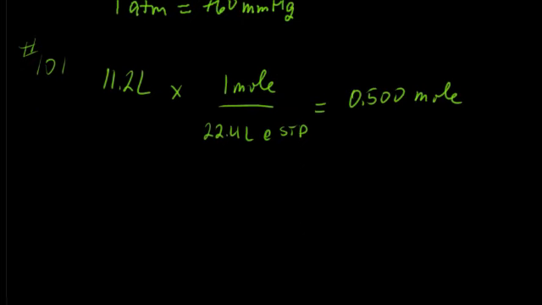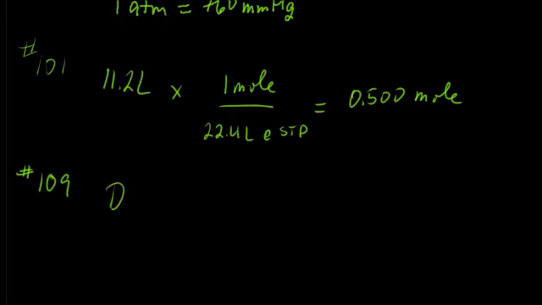Okay, looking at 109. Reads, an air tank contains a mixture of nitrogen and oxygen at a total pressure of 4.3 atmospheres. If the partial pressure of nitrogen is 0.92 atmosphere, what's the partial pressure of oxygen in the tank?